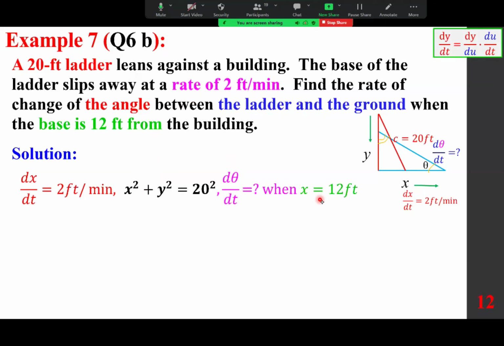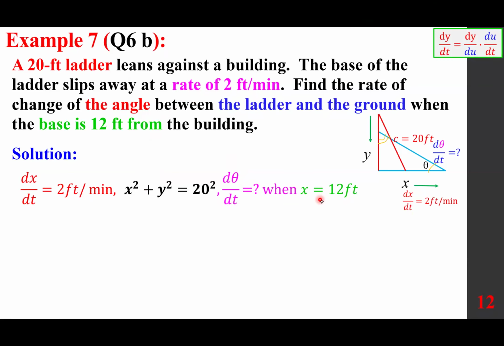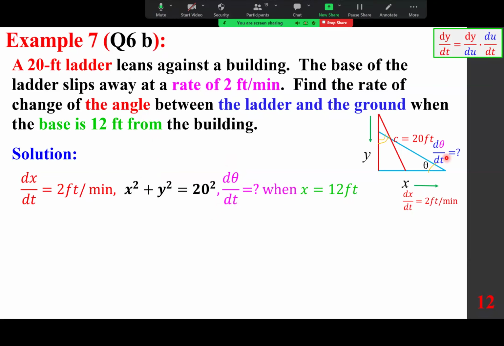So in a related rate problem, we relate two quantities. In this case, which one? The one that is known and the one that we are looking for. We are looking for d theta/dt, but we are given dx/dt, so we are going to relate x and theta. And remember, sine theta is the opposite over the hypotenuse, and cosine theta is the adjacent over the hypotenuse. So sine theta is y over 20, whereas cosine theta is x over 20.